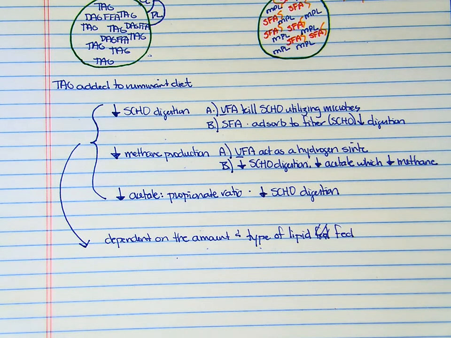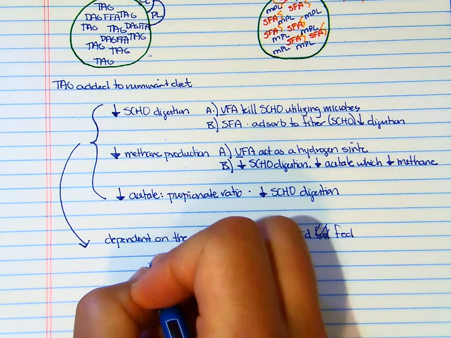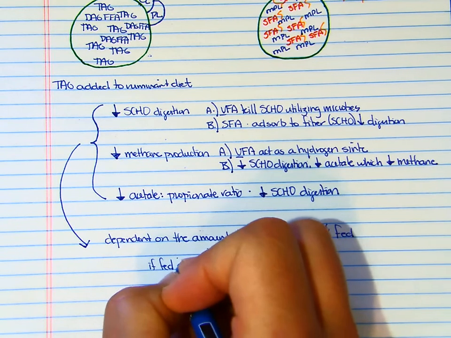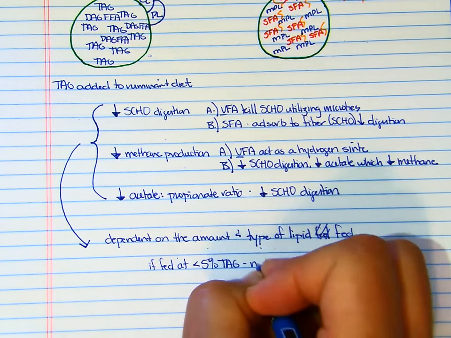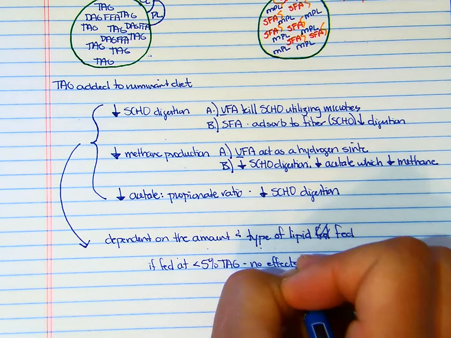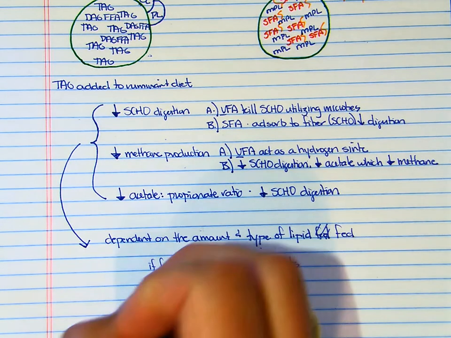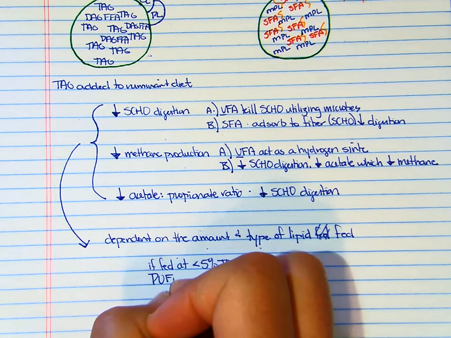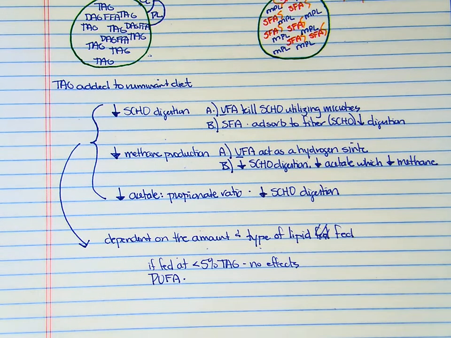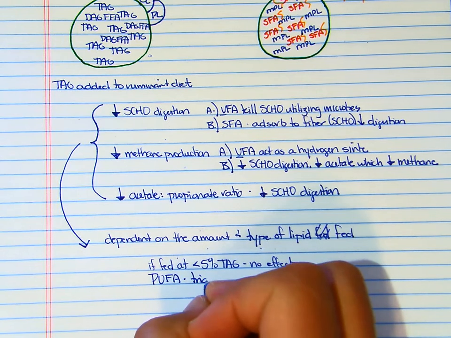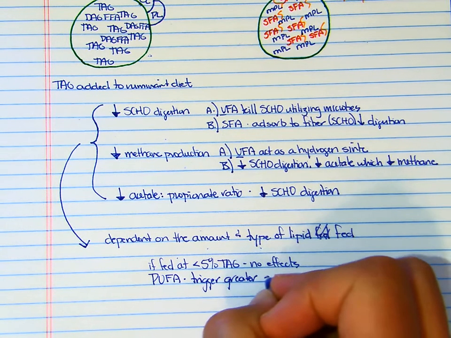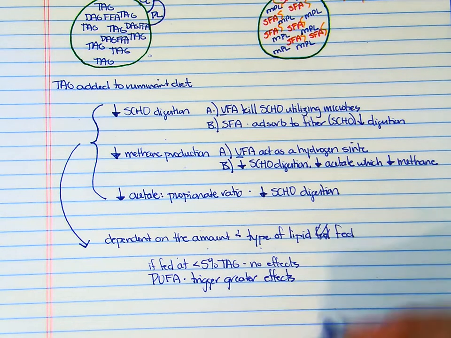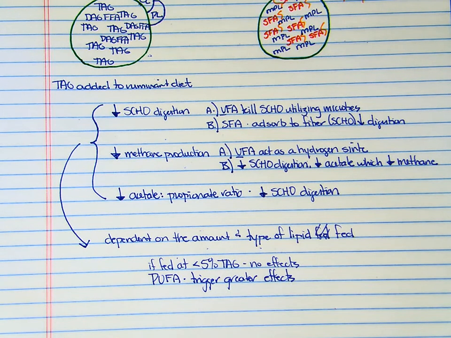Okay, so if you feed at less than 5% TAG, no effects. The other thing is PUFA, polyunsaturated fatty acids, trigger greater effects because they're more unsaturated, so they're more disruptive to the membranes of the structural carbohydrate fermenting bacteria.